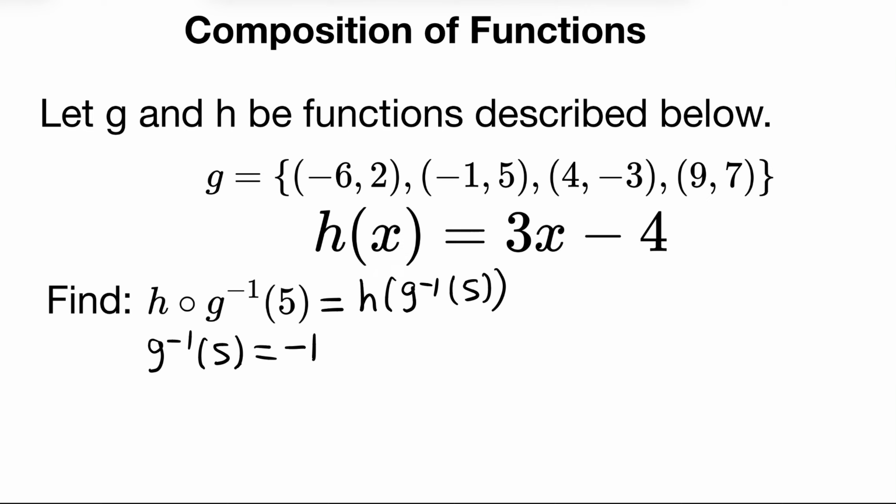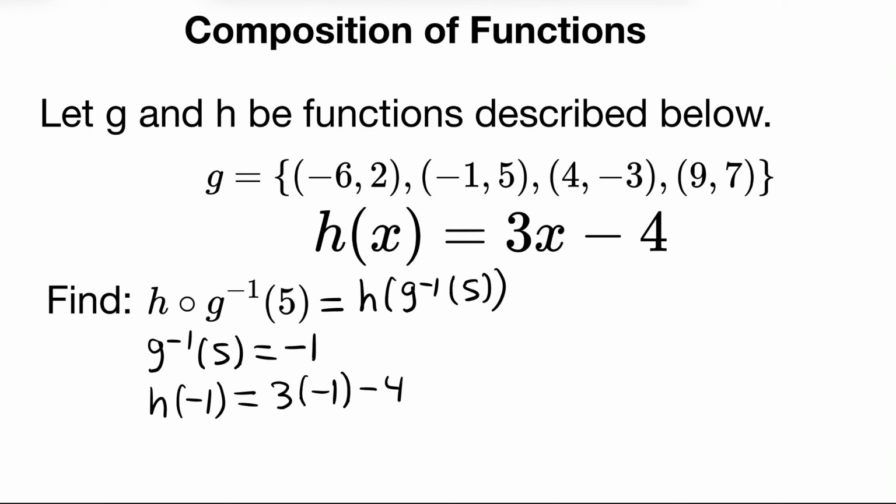Well, I have to substitute this value into h. So take a look here. We have this equation, h of x equals 3x minus 4. So where you see the x, you're going to place -1 there. So let's go ahead and do that. And so we have h of -1 equals 3 times -1 minus 4.